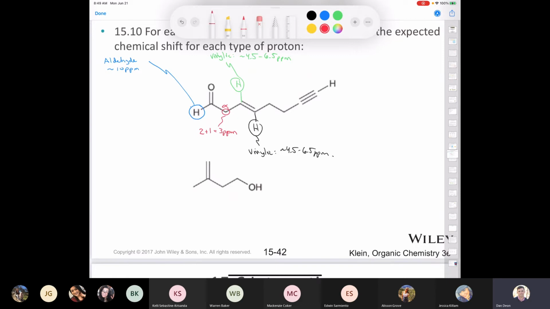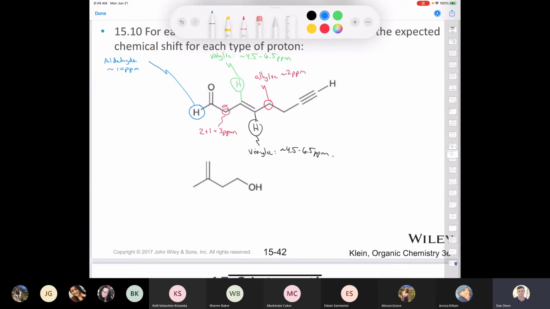Could anybody tell me what types of protons are in this methylene that I have in the red circle here? And again, I'm not trying to throw you for a loop or anything. I just want to make sure we got this down a little bit. Yeah, excellent, Allison. They're allylic. So these are just plain old allylic protons. There's no extra electron withdrawing effect here. So allylic protons have a chemical shift of around 2 parts per million.